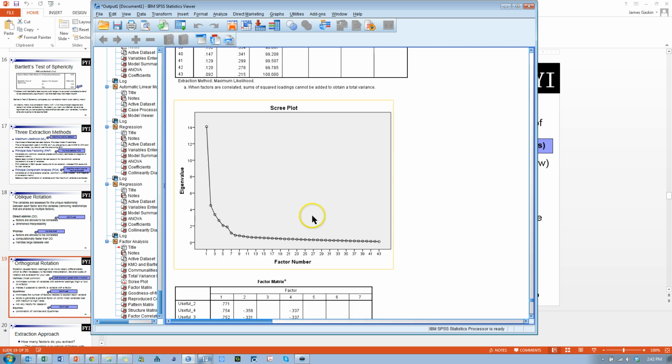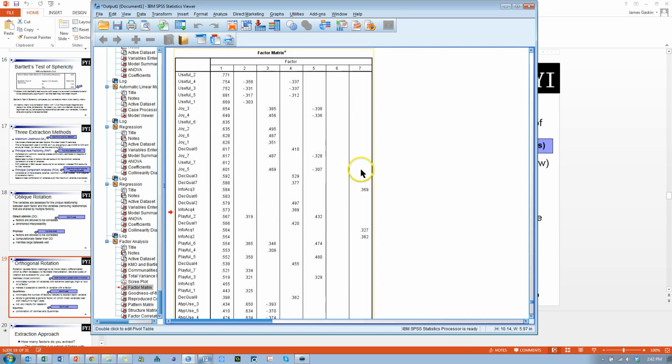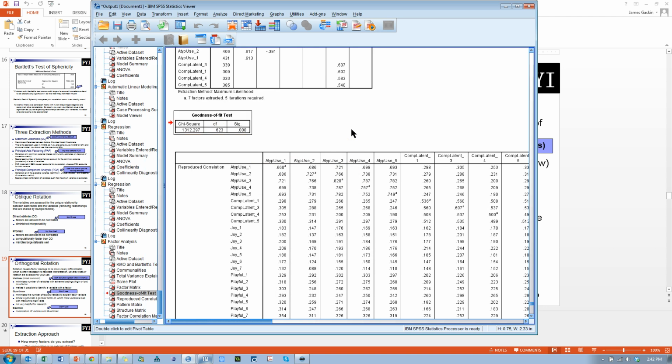This scree plot is identical to the table. It's just a visual representation of the table. Here's one eigenvalue here, and we should see 7 dots above the 1. I never use a scree plot. It's just visual. Skip the factor matrix and jump down to the goodness of fit.